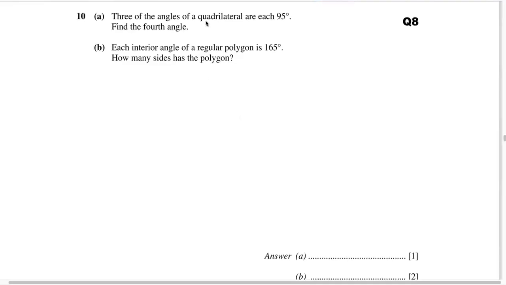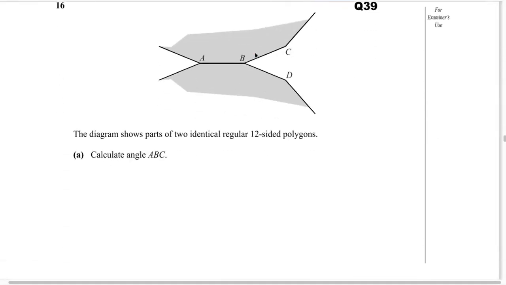Three of the angles of a quadrilateral are 95 each. What would be the fourth angle? 75? Correct. Interior angle of a regular polygon is 165. How many sides? Okay, skip that again. That has the same nature.